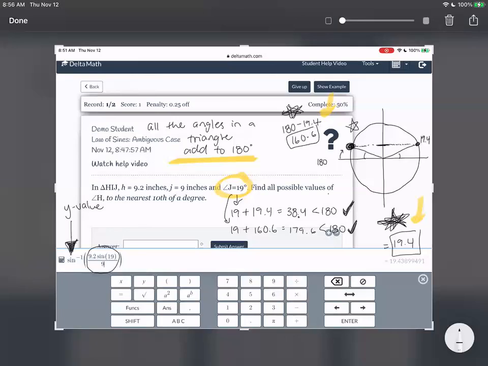Okay, are there any questions on this weird example? I know it's weird. We're going to have two solutions. The two answers are the 160.6 and the 19.4. Any questions?